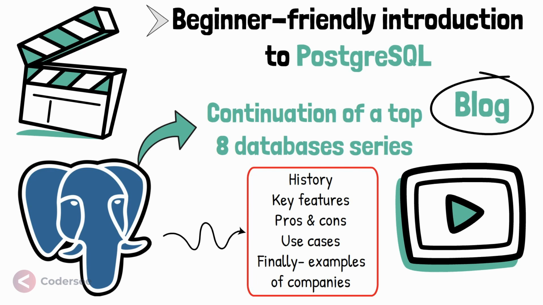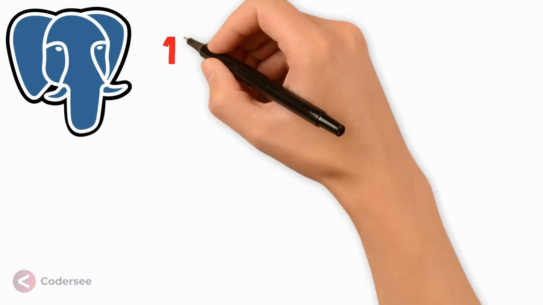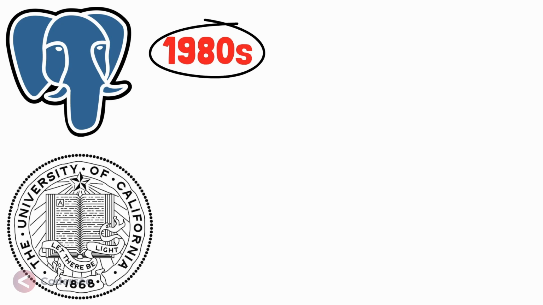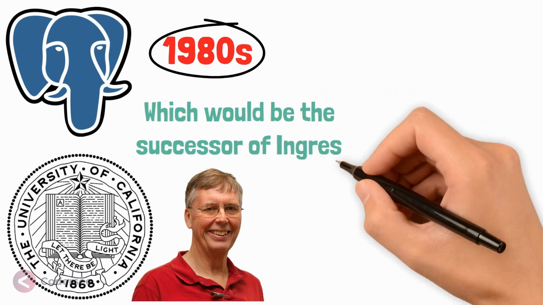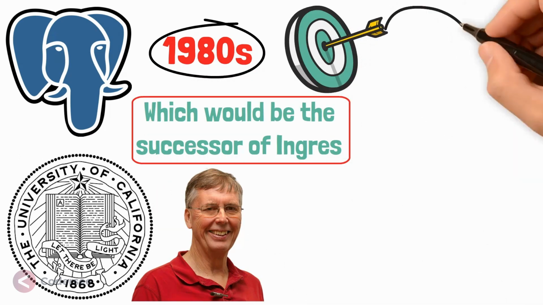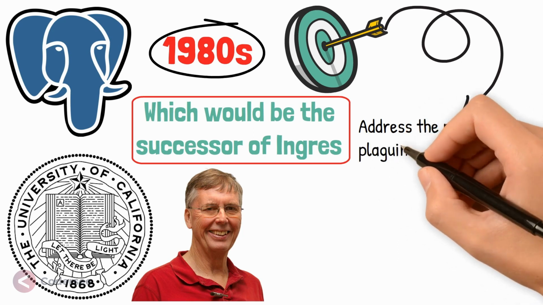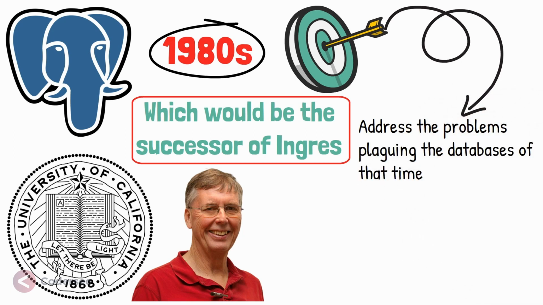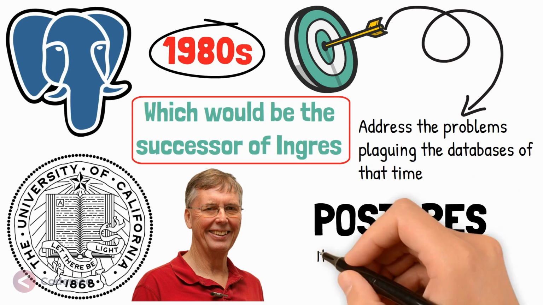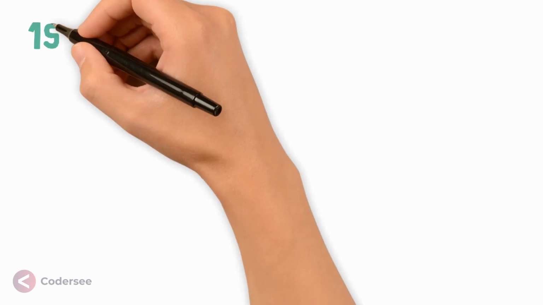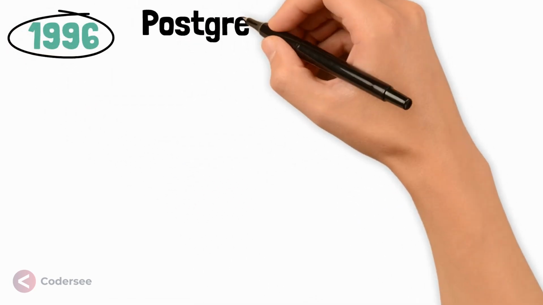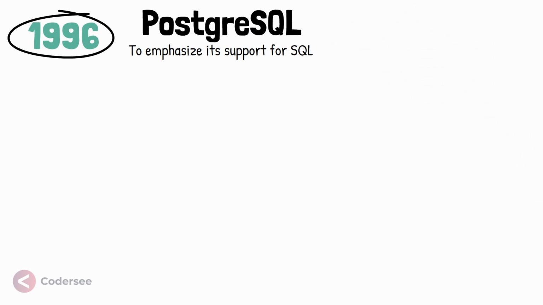So, with that being said, let's start everything by learning more about PostgreSQL's genesis. PostgreSQL history started in the 1980s at the University of California when Michael Stonebraker began working on a new project, which would be the successor of Ingres. The goal of this project was to address the problems plaguing the databases of that time. Initially, the project was called Postgres, highlighting that it is the successor of Ingres, which was created at the same university. But then, in 1996, the name was changed to PostgreSQL to emphasize its support for SQL.